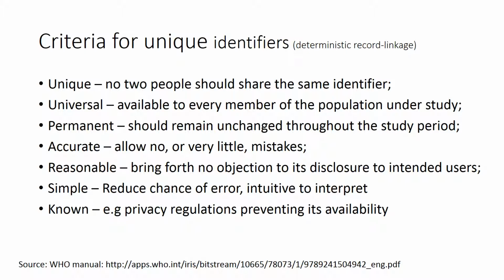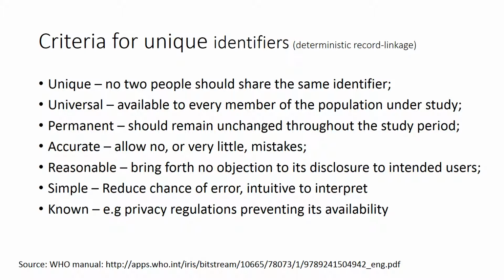They should be universal, so they should be available to every member of the population under study. So every record in your dataset must have a value for that specific variable. They should be permanent, so they should remain unchanged throughout the study period. They should be accurate, so allow for very few mistakes, and they should be reasonable, bringing forth no objection to its disclosure if you're, for example, using personal information about individuals.